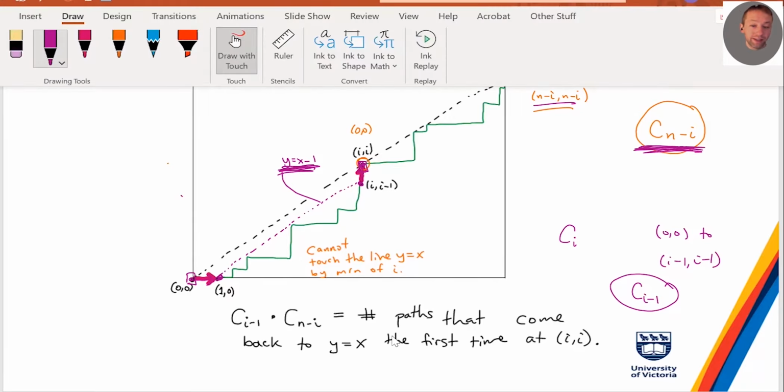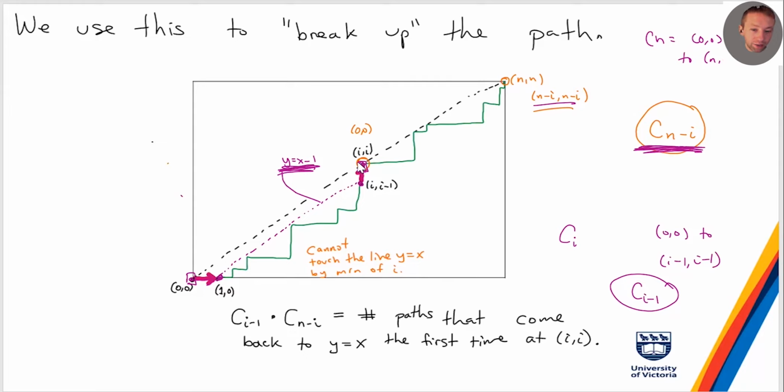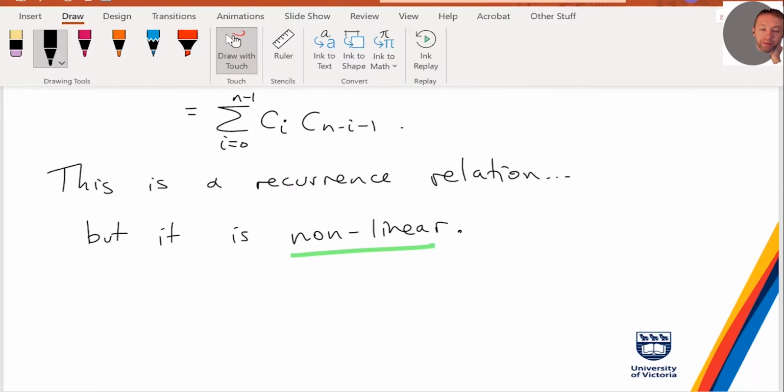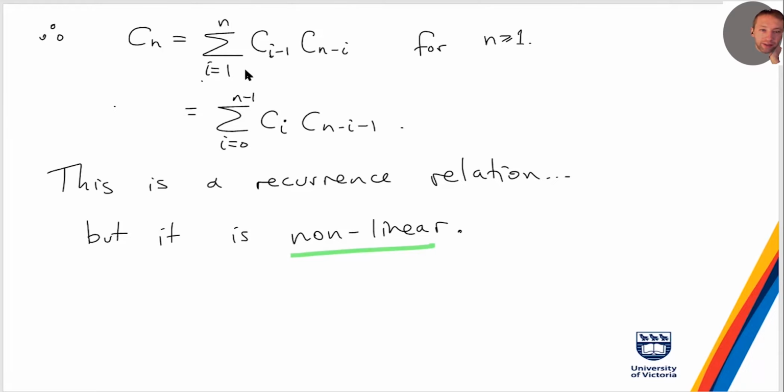But what this gives us is that the number of paths where the first time they return to the line y equals x is at i is equal to C_{i-1} times C_{n-i}. And so the total number of paths that we're counting, C_n, will be the sum over all i of this value. So what we've derived is that C_n is the sum from i equals 1 up to n. Here, we're thinking of i as the first time we get back to the line y equals x. The number of paths which have that property is C_{i-1} times C_{n-i}. We sum that up from i equals 1 to n.